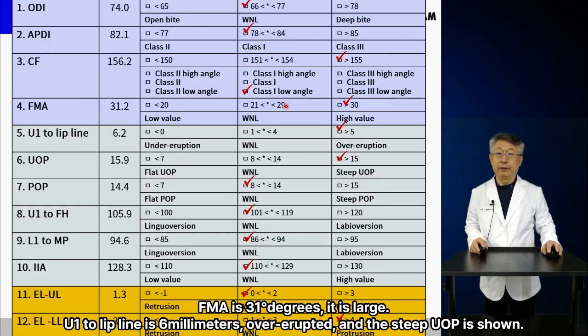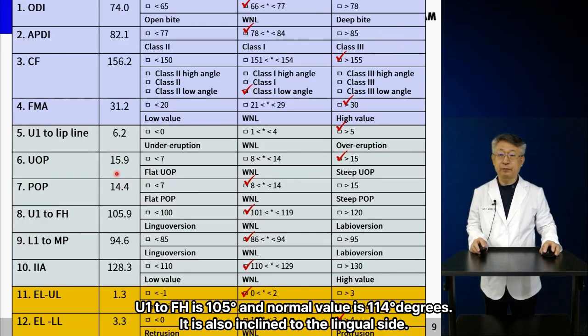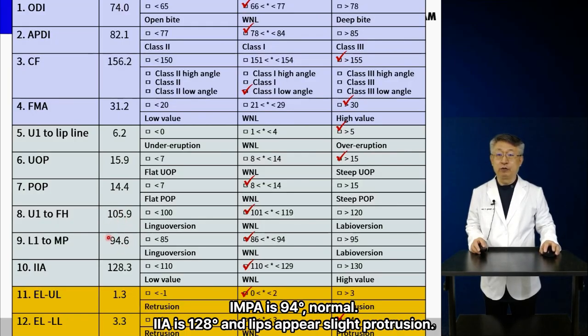FMA is 31 degrees. It is large. U1 to lip line is 6 mm, over-erupted, and the steep UOP is shown. U1 to FH is 105 and the normal value is 114 degrees. It is also inclined to the lingual side. MPA is 94, normal. IIA is 128 and lips appear slightly protruded.